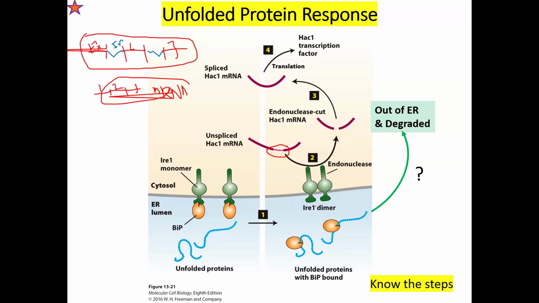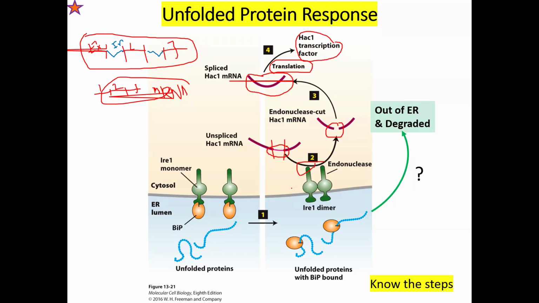Now, when you have an unfolded protein response right here, IRE1, this endonuclease, will essentially cleave this part, and then this will be joined. So this is the splicing effect of the IRE1. So now you have the spliced HAC1 mRNA. This can be translated by the ribosome, and this will produce what is called the HAC1 transcription factor.